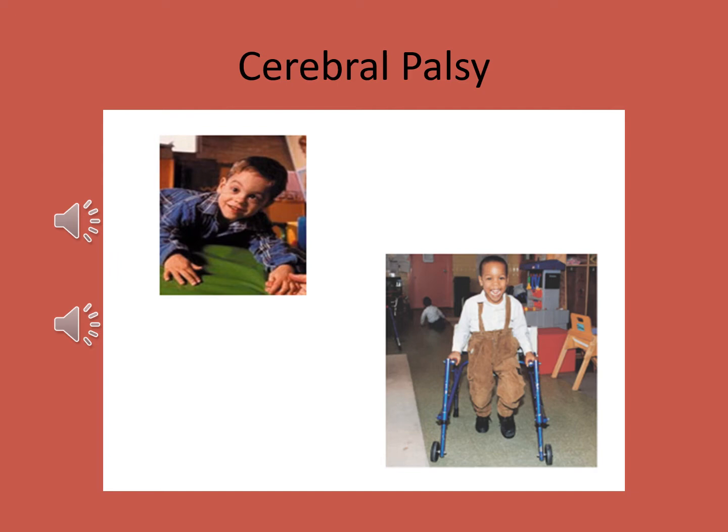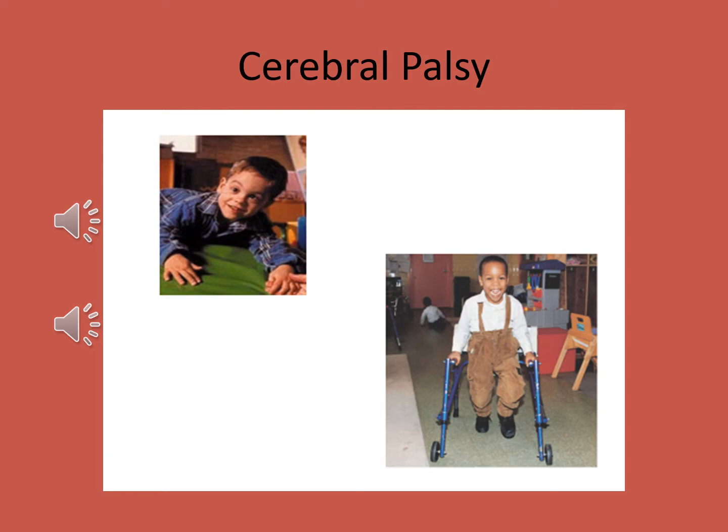Oftentimes, kids with CP also have speech and ocular difficulties. They can have seizures, cognitive delays, hyperactivity, muscle spasticity, and gait difficulties. They sometimes will have multiple problems. The exact cause of it is unknown. They think there's some association with low birth weight, premature birth injuries, brain anoxia injuries, head injuries, and infections can certainly lead to cerebral palsy as well.